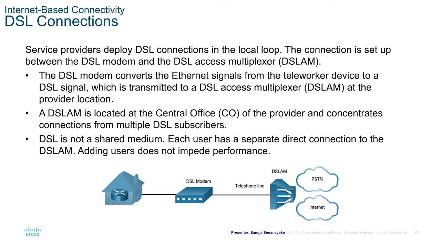So remember that a DSLAM is located at the central office, CO, and its main function is that it concentrates connections from multiple DSL subscribers. DSL is not a shared medium. Each user has a separate direct connection to the DSLAM. Adding users does not impede the performance of other users as a result. In this diagram at the bottom of the screen that Cisco has provided, you have the user with a DSL modem, connected to a DSLAM that concentrates multiple DSL connections, and that gives you the connection to the outside networks.